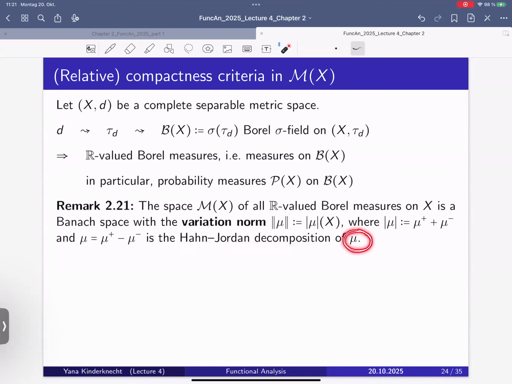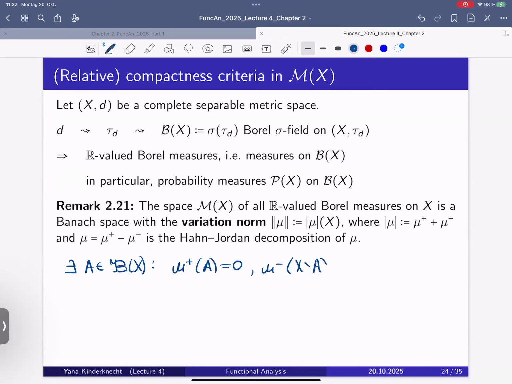Roughly speaking, for such a real valued Borel measure mu there exists a measurable set A in X and two non-negative, standard measures such that, let me write it down: there exists a set A in the Borel sigma algebra such that mu plus of A is equal to 0, so this is a zero set with respect to mu plus, and mu minus of X minus A, the complement of A, is 0. That is, the Hahn-Jordan decomposition says that we can decompose mu into two non-negative measures which are singular, and mu can be represented as their difference, a positive part of mu and a negative part of mu.